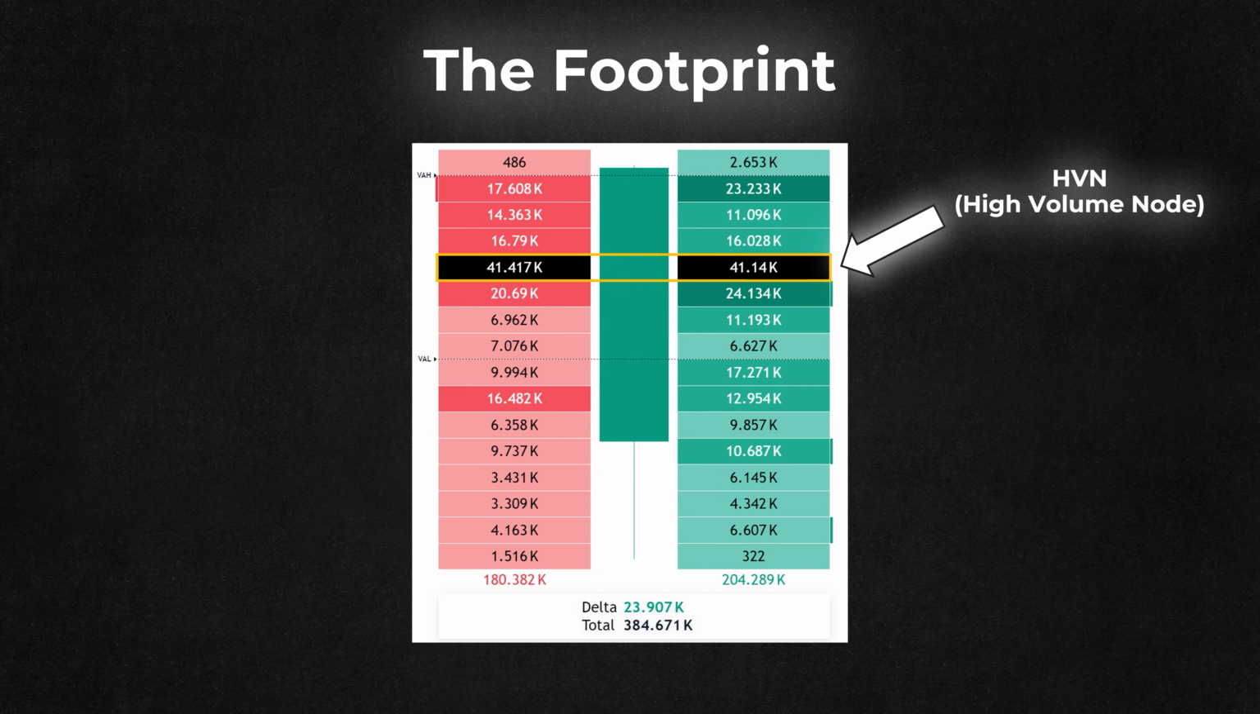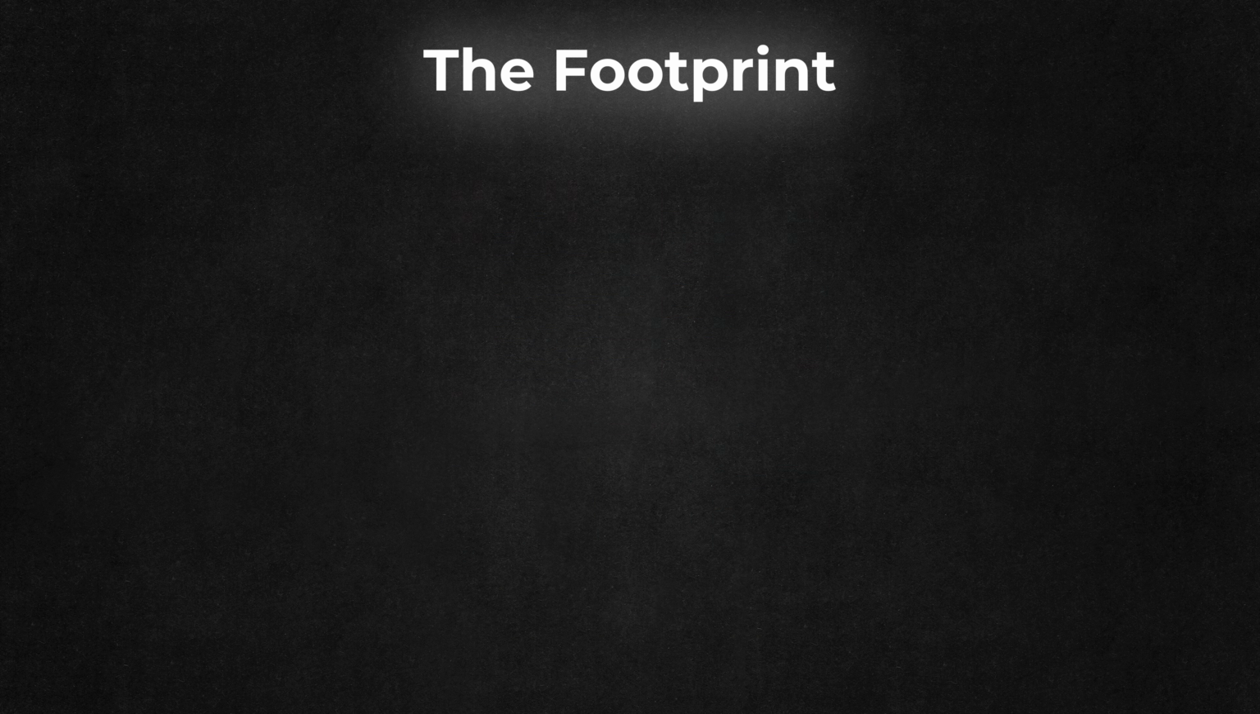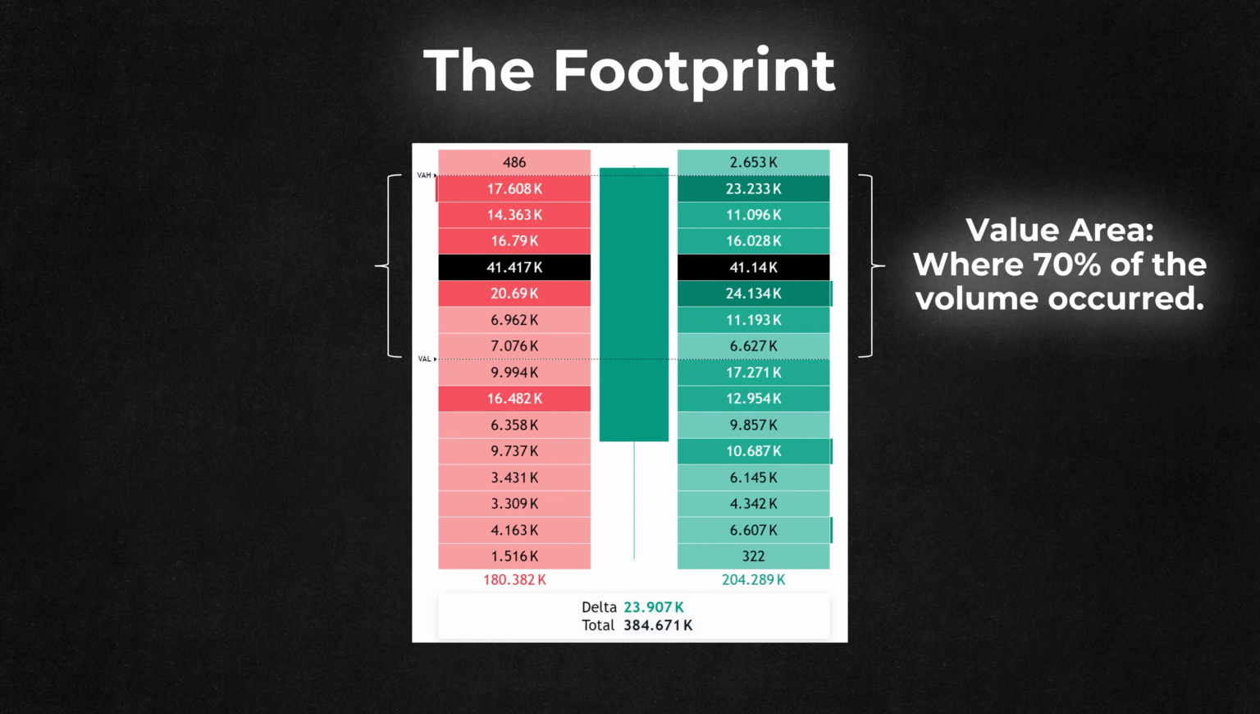If this was the price level with the highest volume, it is the price where buyers and sellers found fair value for the most part, and it can be used later as support or resistance. Another feature of the footprint is called the value area. As a default, the value area is the range of prices where 70% of the volume occurred. This level of 70% is not arbitrary.